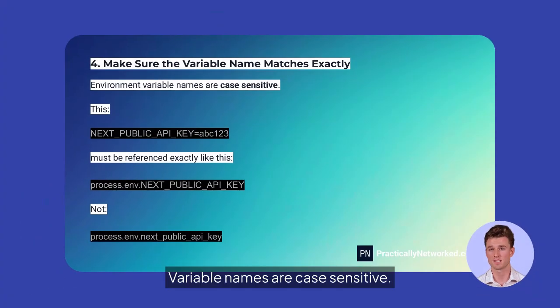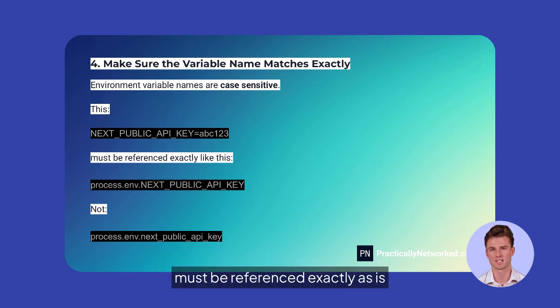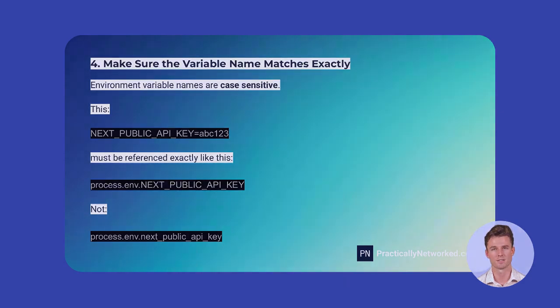Variable names are case sensitive. Ensure exact matches in your code. For example, NEXT_PUBLIC_API_KEY must be referenced exactly as is, not in lowercase.